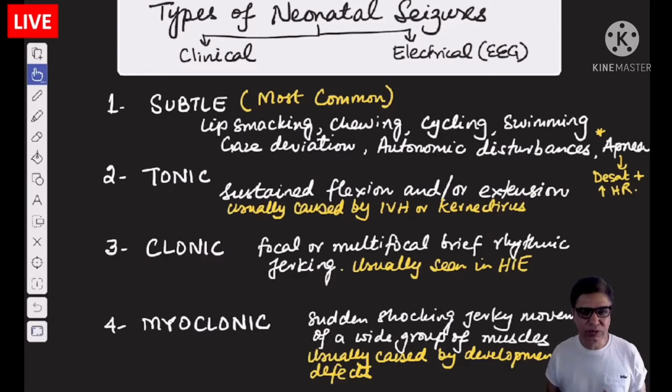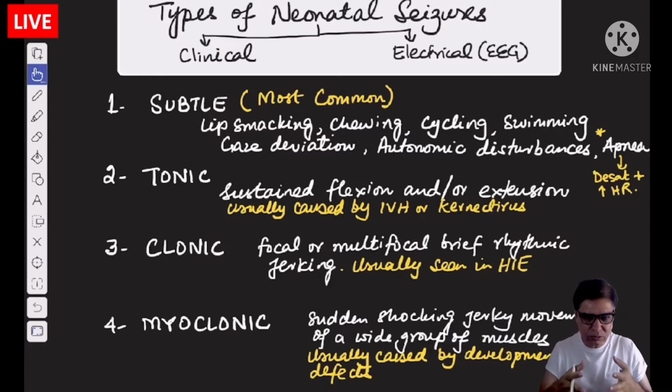The type of neonatal seizures depends on whether you see clinical seizures, whether you pick them up on EEG, or whether the seizures are clinical as well as present on EEG. So in general, you can have clinical seizures where the seizures are only present clinically, or you can have seizures which are only present on EEG but not present clinically, or you can have seizures which are present clinically as well as on EEG.